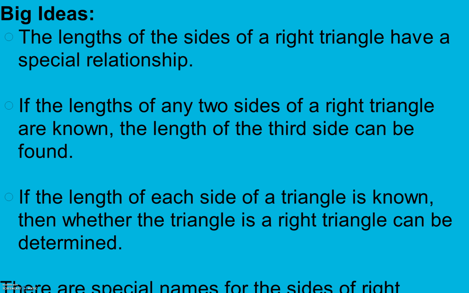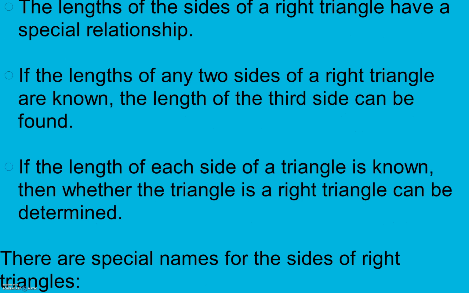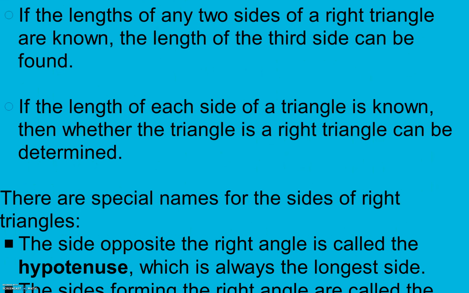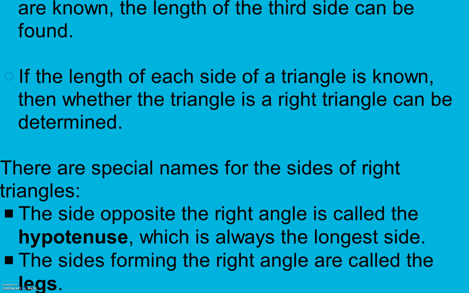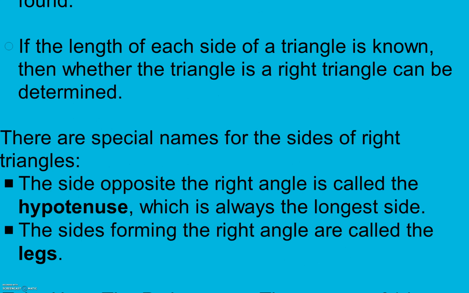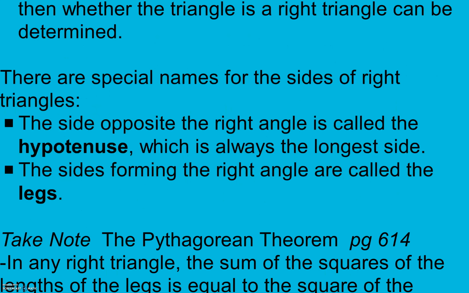There are special names for the sides of right triangles. The side opposite the right angle is called the hypotenuse, and that's always our longest side. The sides that form the right angle are called the legs, and those are our two shorter sides.